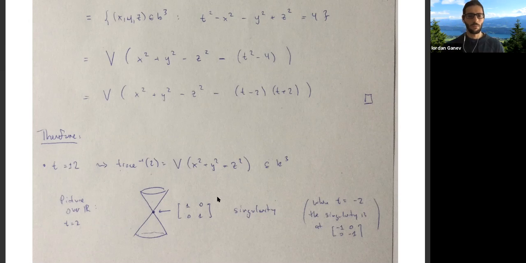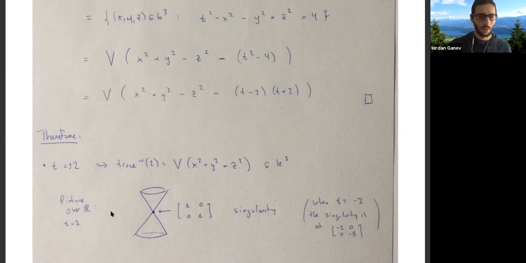So we'll talk a bit more about singularities later on, but this variety is non-singular at that point. And similarly, this is if t is equal to 2. If t is equal to minus 2, the picture is the same, except this point now will be identified with minus the identity matrix.